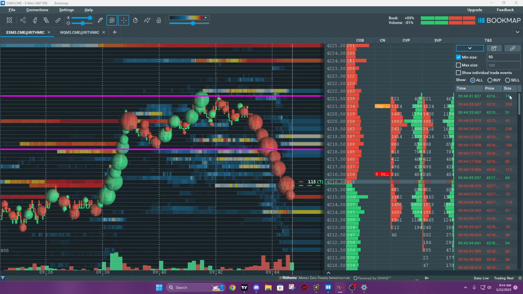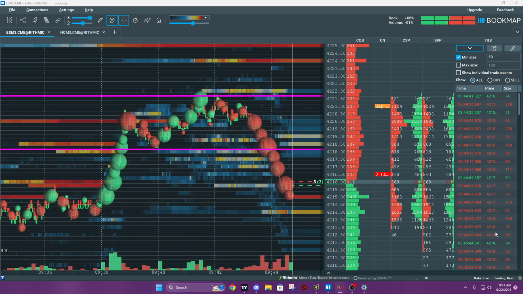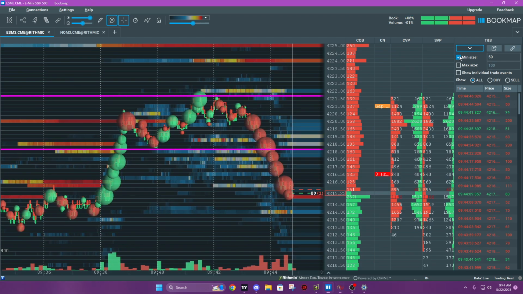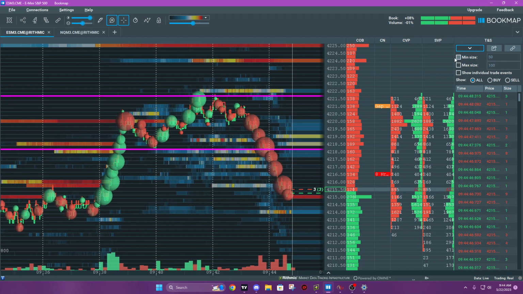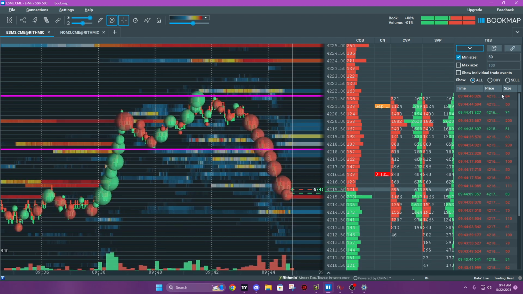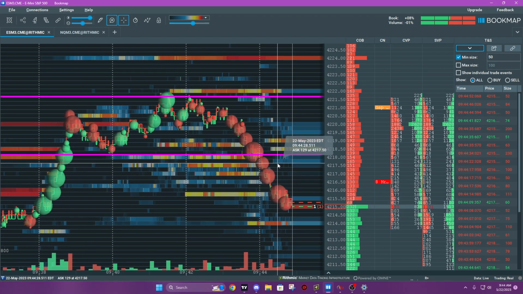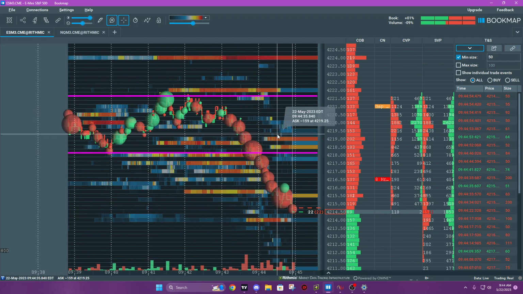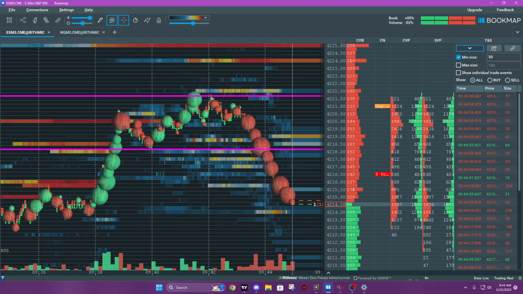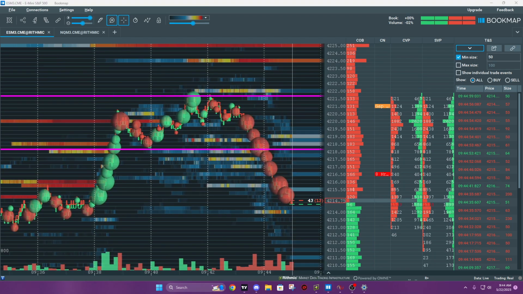So, and look at the time and sales. A lot of selling, a lot of big selling. Again, if you have the minimum size off, it looks like, oh, maybe there's a lot of buyers. Turn this on, it's heavy selling, right? It's heavy. So yeah, that's a perfect winning trade there.